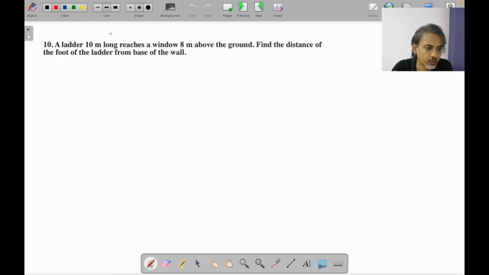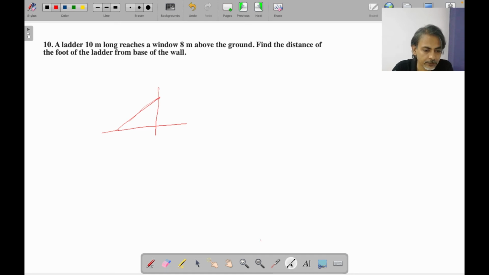This question is talking about a ladder 10 meter long which is reaching a window 8 meter above the ground. Find the distance of the foot of the ladder from the base of the wall. If you have looked at a wooden ladder, you would see that it is generally kept like this. If this is the ladder and this is your wall, it will be standing like this because there are 2 ends to it and one has to support on the other. So this one will be on the floor. If this is your floor, this will be here and the next part will be here. This is what is given over here.